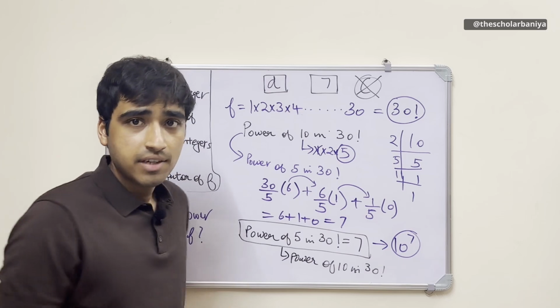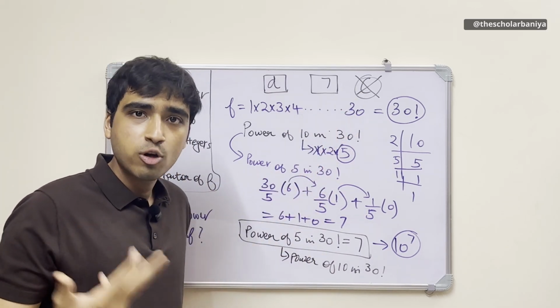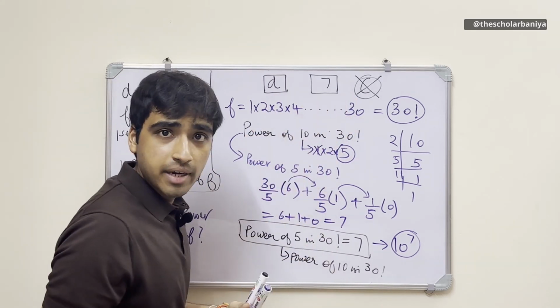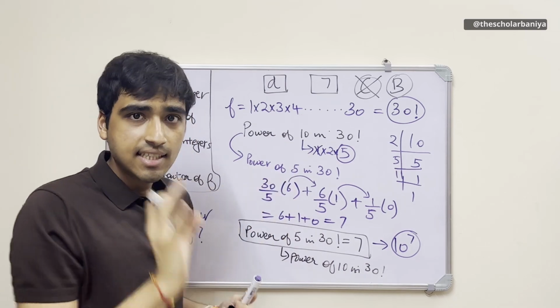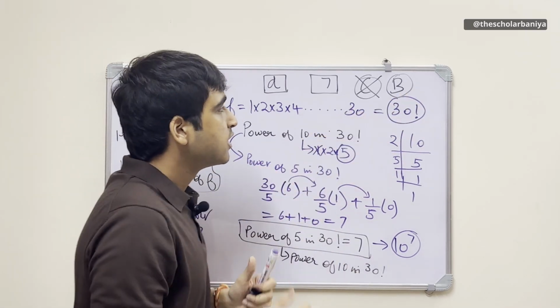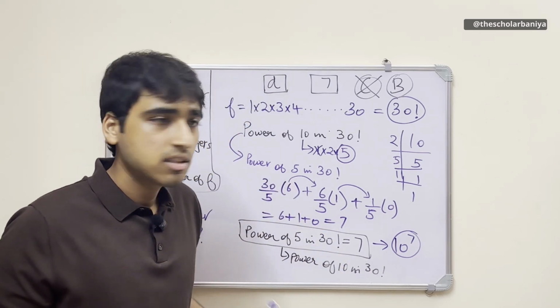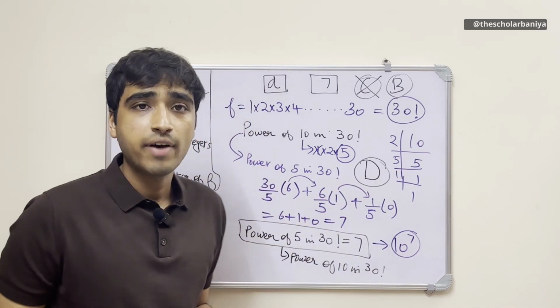So if D is 7, then the answer will be C. But D can be 1 also, 2 also, 3 also, 4 also, 5 also, 6 also. So in that case, 7 will become greater. So the answer can be B also. If D is less than 7, the answer is B. If D is equal to 7, the answer is C. So finally, sometimes B is the answer, sometimes C is the answer. So your final answer becomes D. This is your final answer.